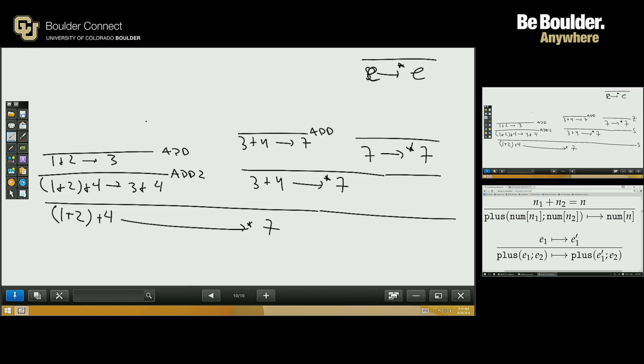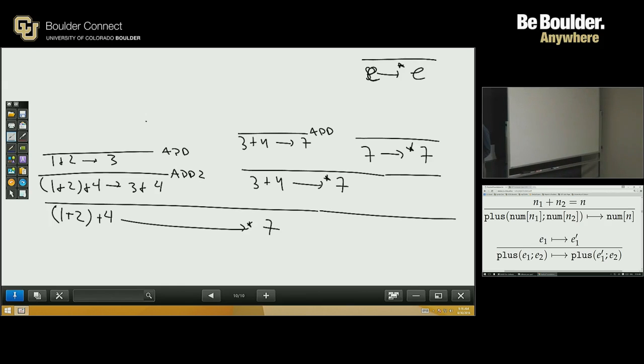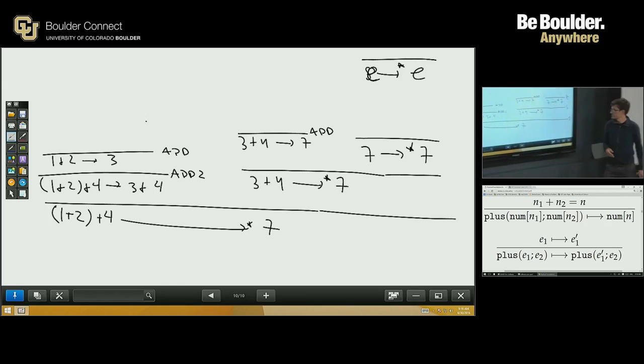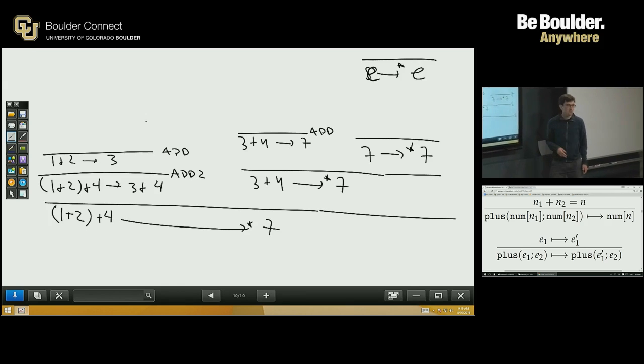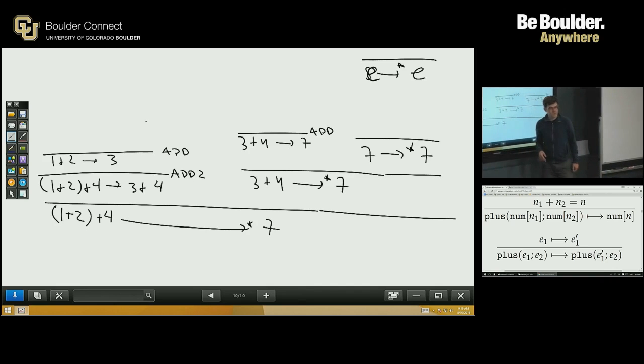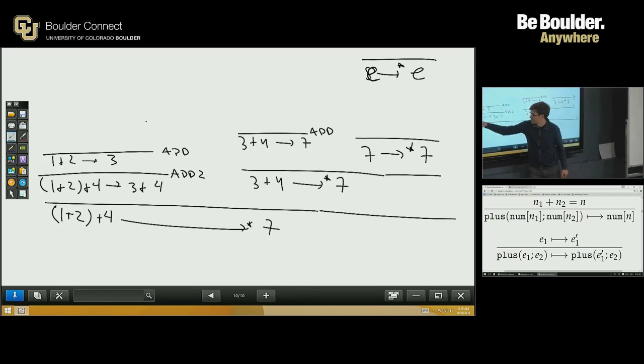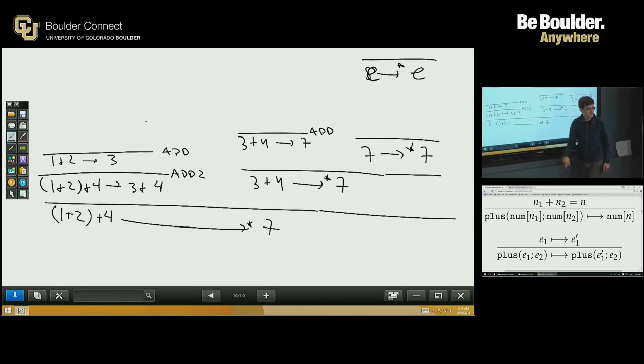So yeah, how many steps in total? How many steps did I take? It looks like I took 2, right? So add and add 2 are 1 step, right? Correct. Yeah, that's right. So it's a little bit confusing. Yeah, it's a little confusing. So add 2 is part of this whole step where I'm stepping 1 plus 2 plus 4 to 3 plus 4. And I didn't need it here because there was no outer expression wrapping this addition I was trying to reduce.